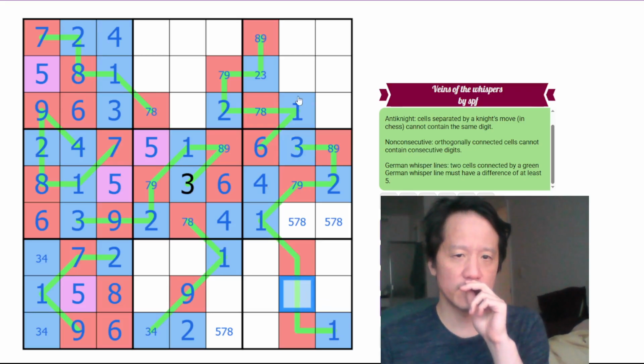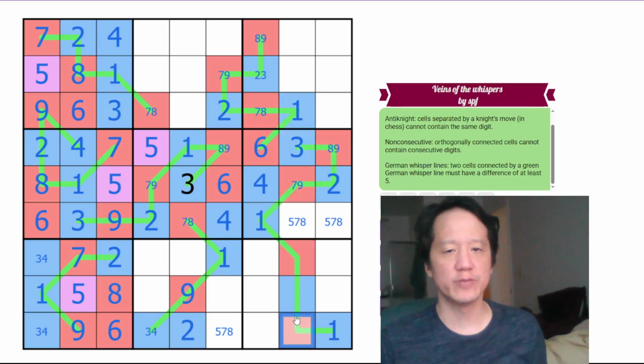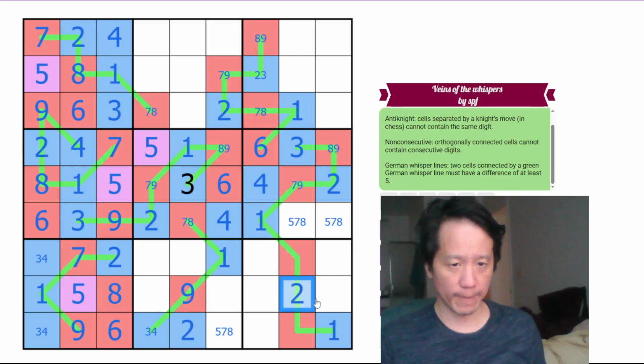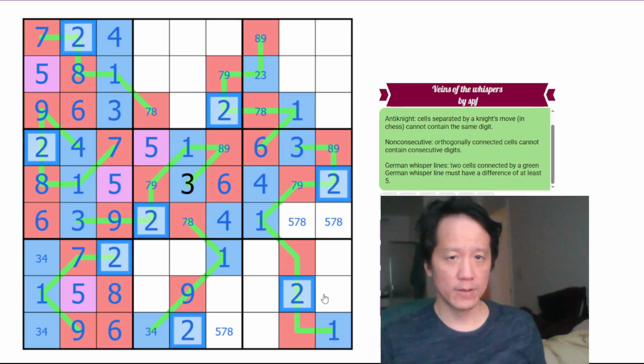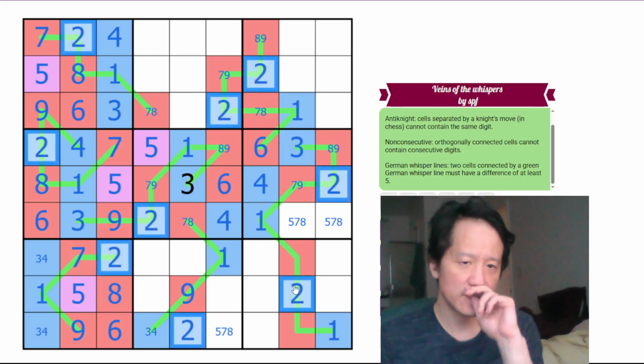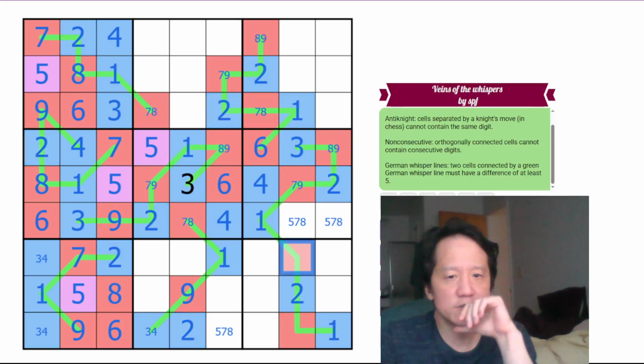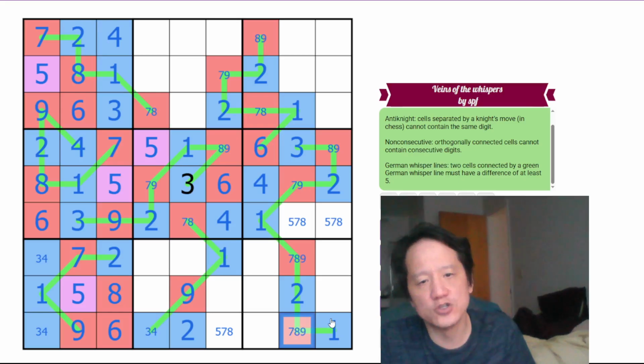This can't be 1 or 3. So it's either 2 or 4, and 4 cannot be next to 2 on a German whisper line, so this is 2. We have eight 2s. We know where the last 2 has to be. It has to be here, so this is 2. 2 is next to 7, 8, or 9 on a German whisper line.